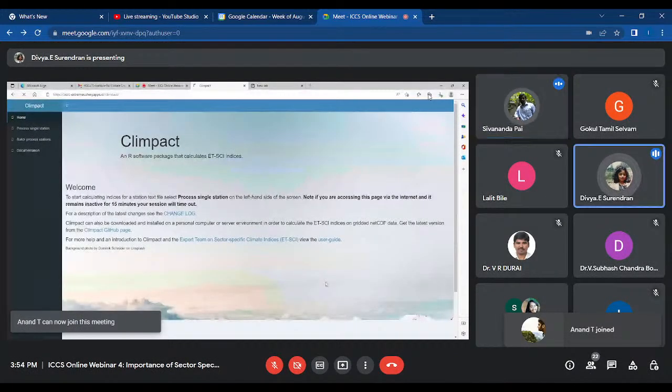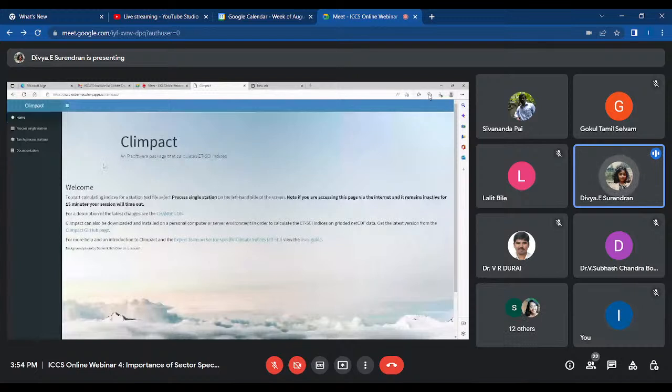So here there are options to go for. You can do it for a single station, any particular station you want to study, and you can do the batch process also, if you want to study multiple stations together. I will be showing the single station. The method is similar for batch processing, only the input data format will be slightly different.